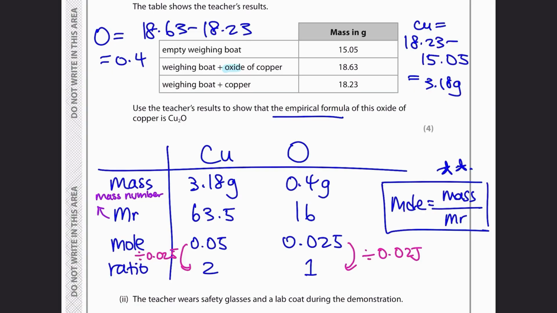Because, guys, remember, empirical formula is the simplest ratio. So what is the simplest ratio? Have a look. Here it is. 2 coppers to 1 oxygen, which is exactly what is here, isn't it? The 2 coppers to 1 oxygen. So just by having this table, you've already proven that the formula would be Cu2O1. Cu2O. So that's how you do empirical formula.